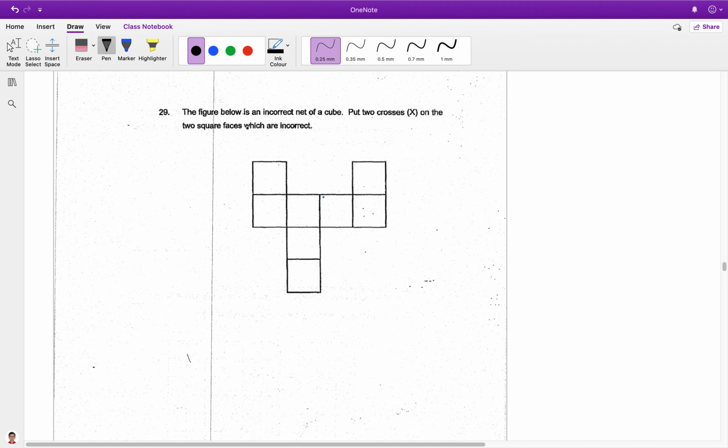Okay, question 29. The figure below is an incorrect net of a cube. Put 2 crosses on the 2 square faces which are incorrect. Well, normally a cube is like this, right?